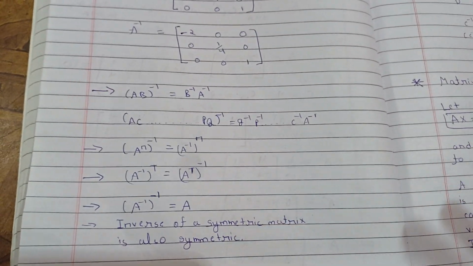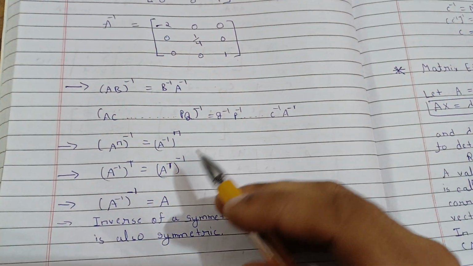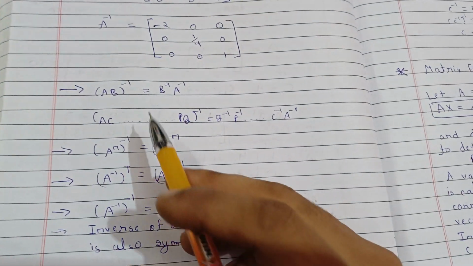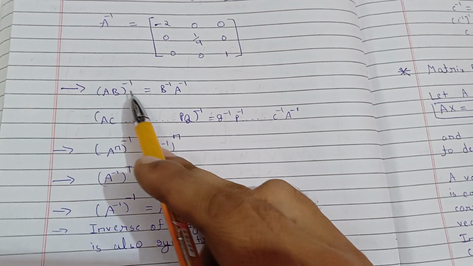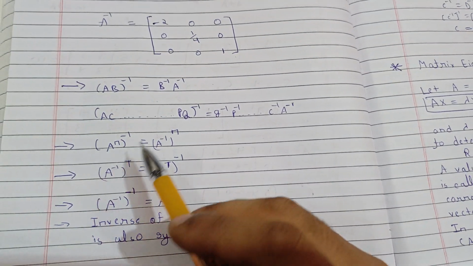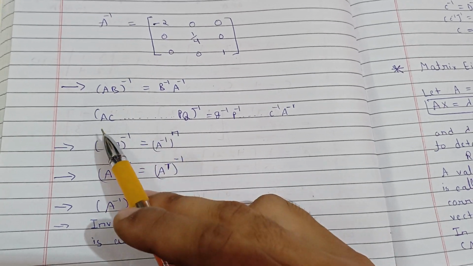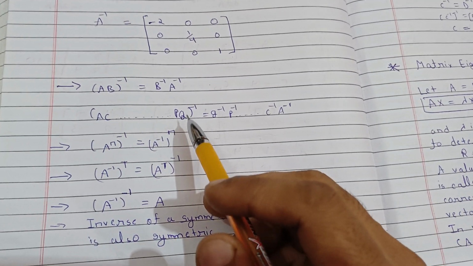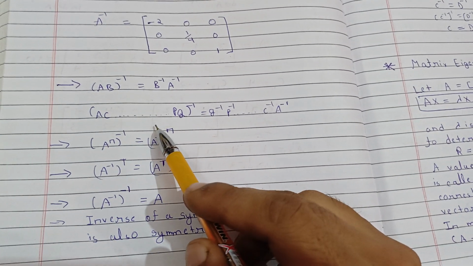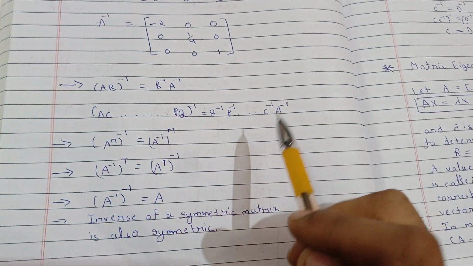Now we have some properties of inverse that you can apply if there are multiple matrices. So if there is a product of two matrices AB, the inverse will be B inverse A inverse. And if there are n matrices A, B, C, up to P, Q, then just take them in the reverse order, and it will be Q inverse, P inverse, and up to C inverse, B inverse, A inverse.